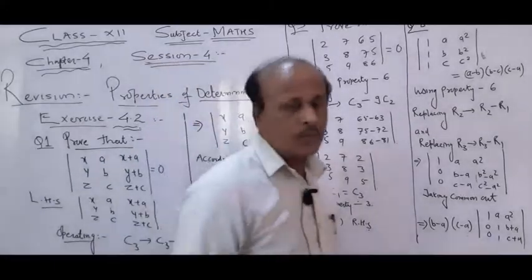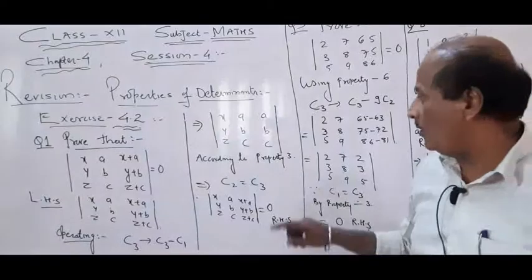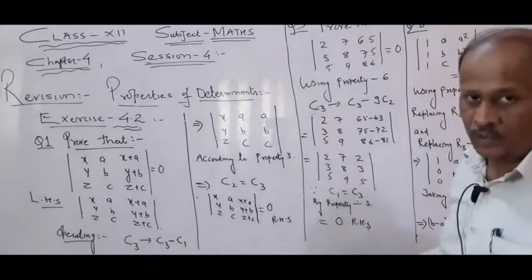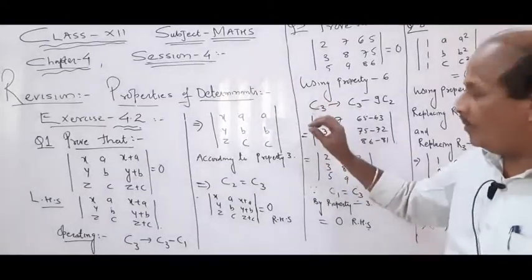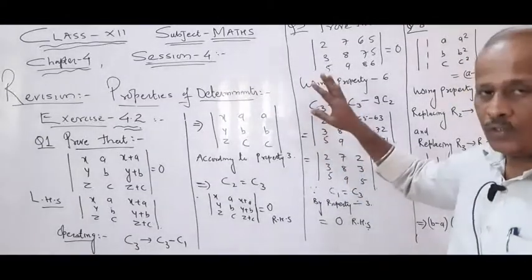If this question is for 2 marks, side by side you write the property which you are using. If it is for 1 mark, you can do it directly, mentioning which property you are going to use.